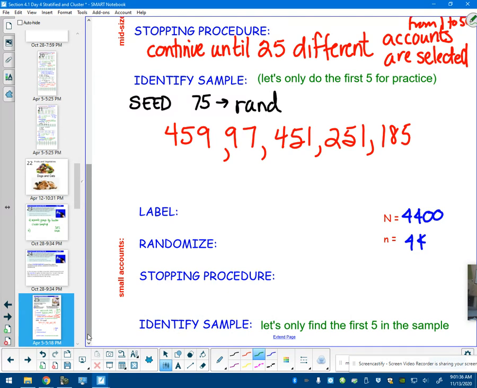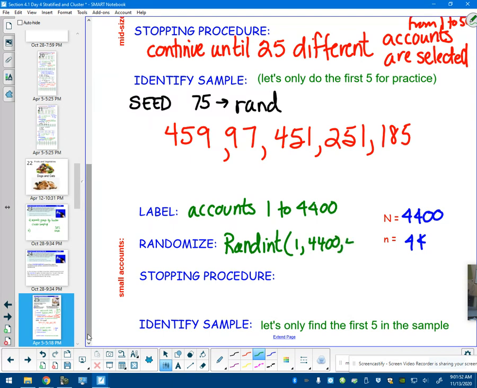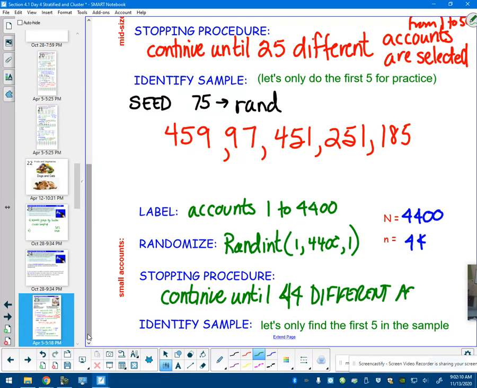Okay, so label accounts 1 to 4,400. Random int what? 1 comma 4,400 comma 1. And we're going to say continue until what? 44 different accounts are selected.